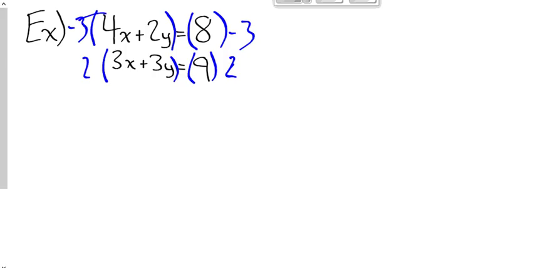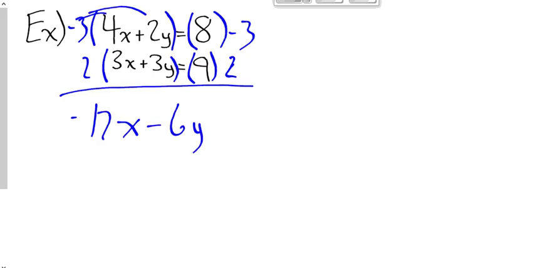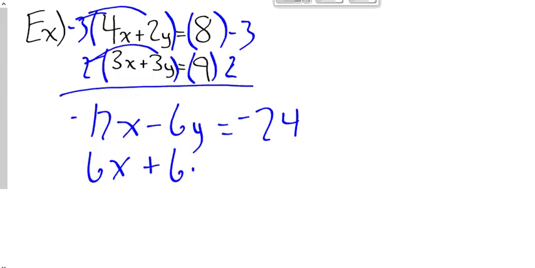So distribute here. I've got negative 12x. Distribute there. I've got minus 6y. There's the start of my opposite. Equals 8 times negative 3, which is a negative 24. Distribute down to that second equation. I've got a 6x. Distribute there. I've got plus 6y equals, and then 9 times 2 is 18.